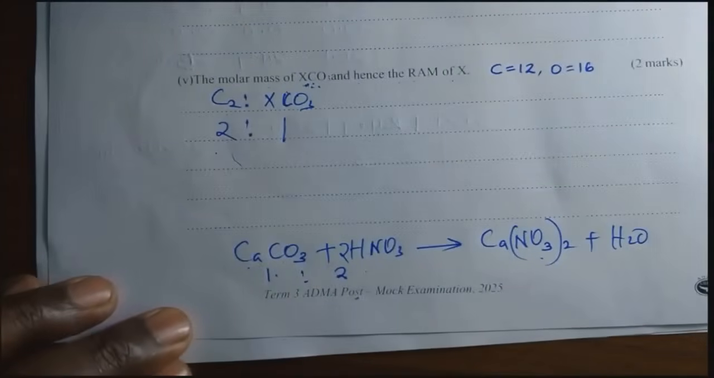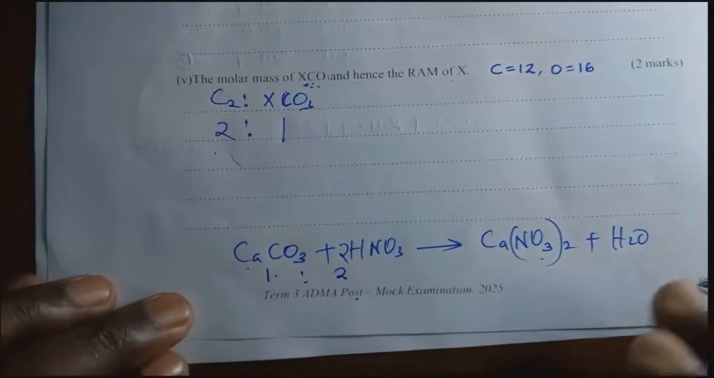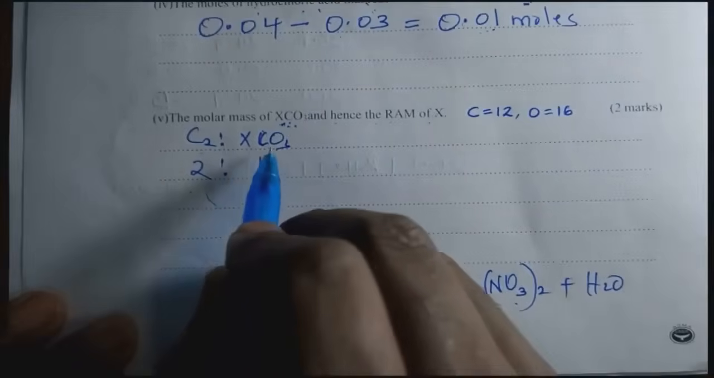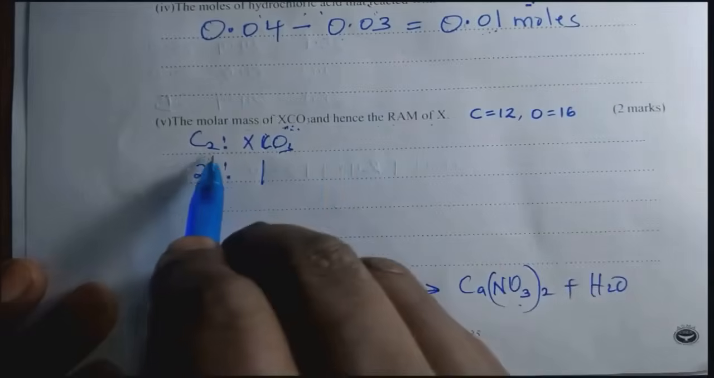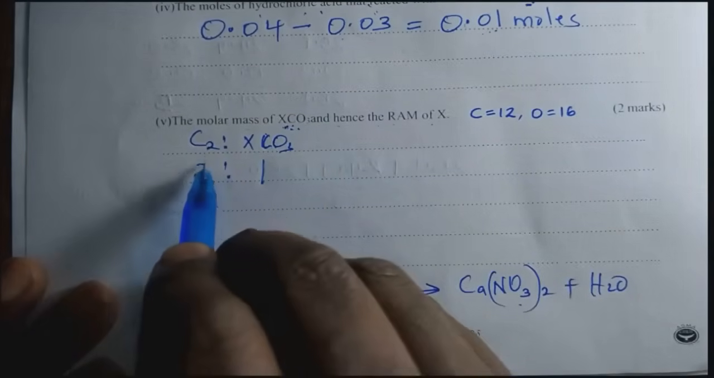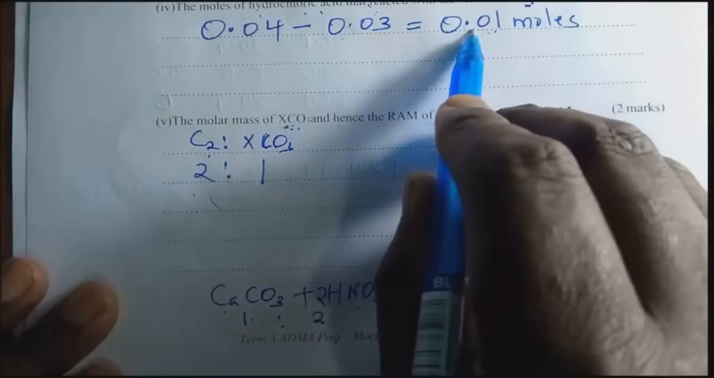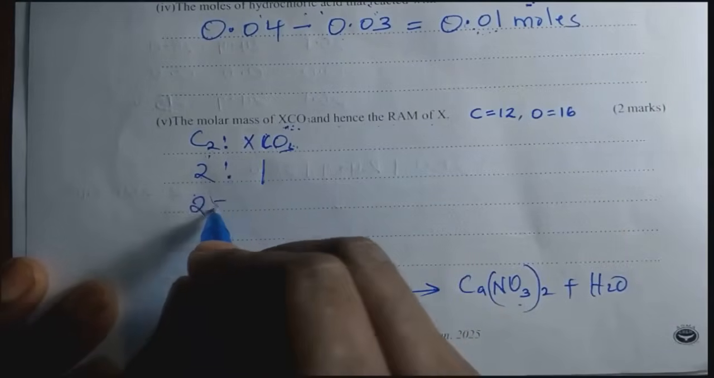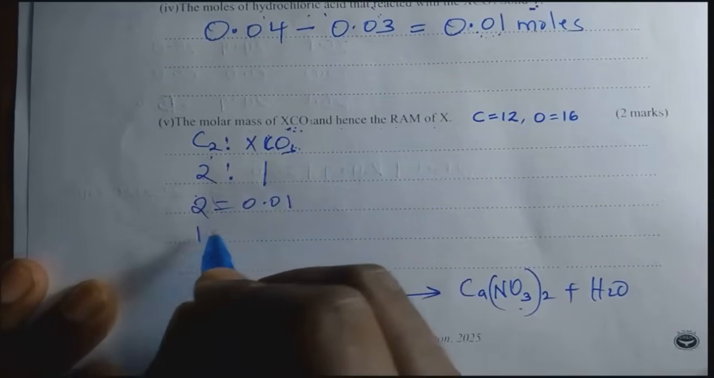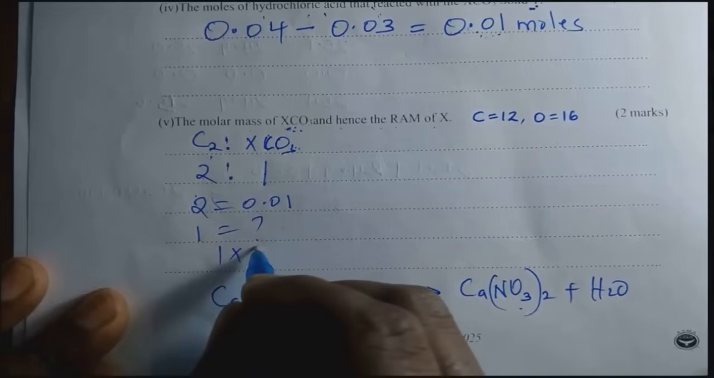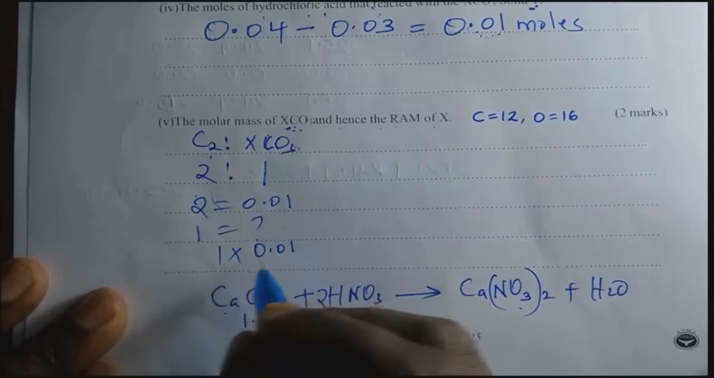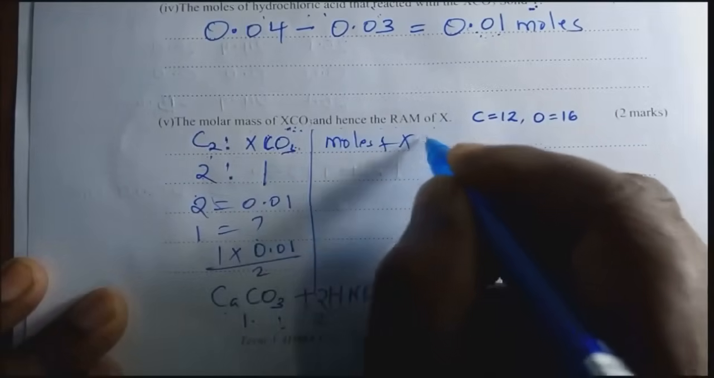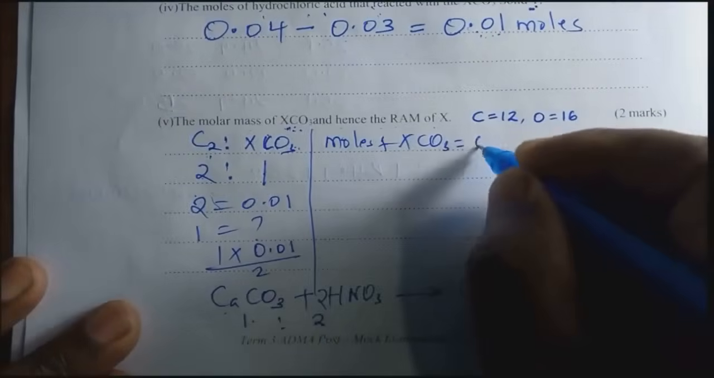That is the most important thing you need to know, right? So if that is the case, you must know first the number of moles of nitric acid C2 that reacted with the carbonate. 2 is equal to 0.01, so 1 will be what? 1 times 0.01 divided by 2. So the number of moles of X carbonate or T will be 0.005.